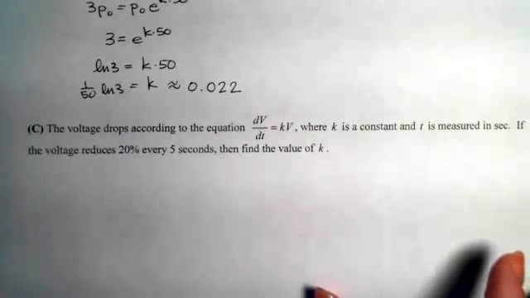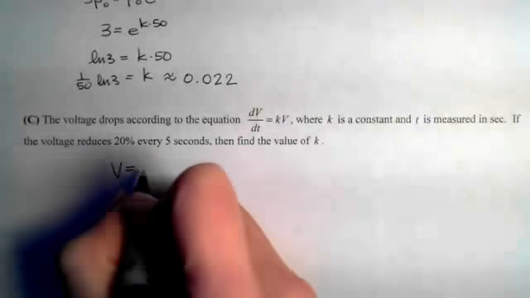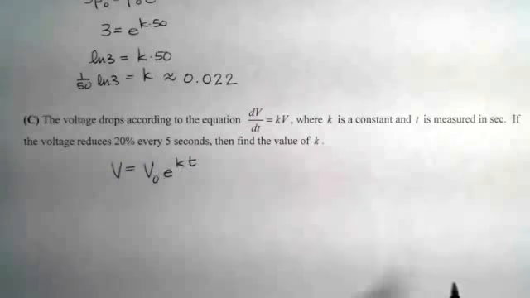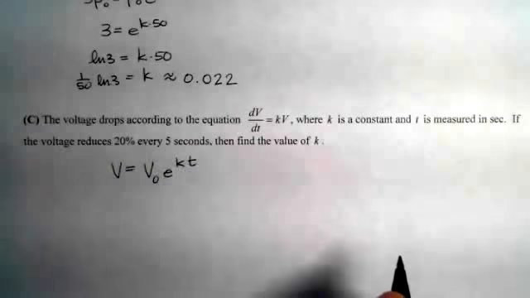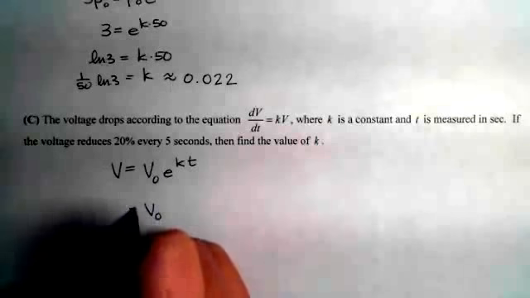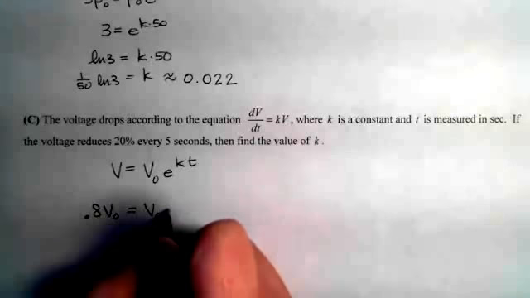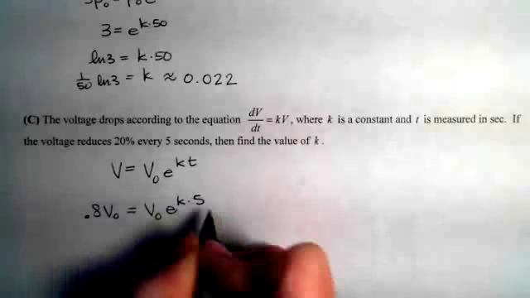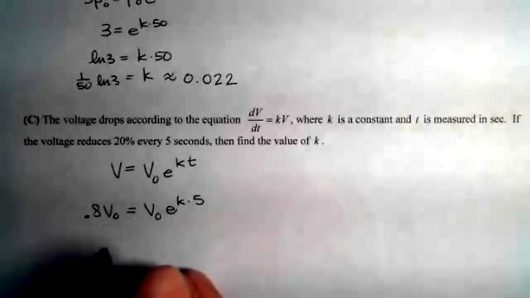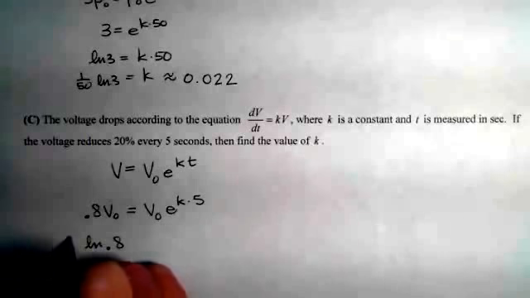Last one, the voltage drops. Again, we have that law of exponential growth, so I can write down the solution will be V initial e to the kt, and voltage reduces 20% every 5 seconds. So that means if I start with 100%, I'm going to end with 80% after 5 seconds. So if I want to isolate k, again I'll divide by V initial, then I'll take the log, then I'll divide by 5.